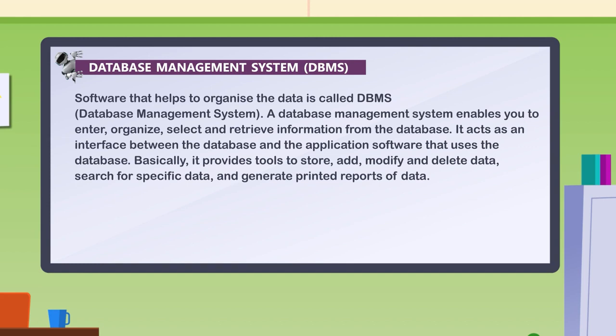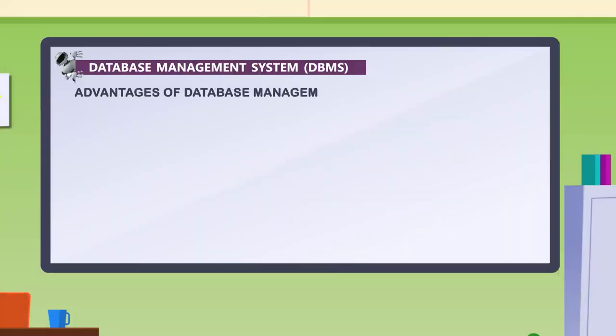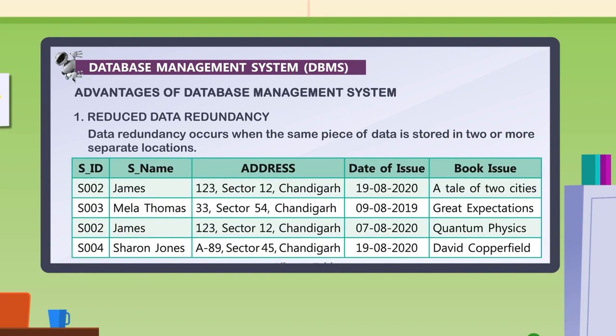There are several DBMS available in the market. For example, OpenOffice, MySQL, Oracle, Microsoft Access, and others. The advantages of database management systems are the reduced data redundancy. Data redundancy occurs when the same piece of data is stored in two or more separate locations. For example, in this table, the record of James is repeated 2 times, which is not necessary and is a waste of space.